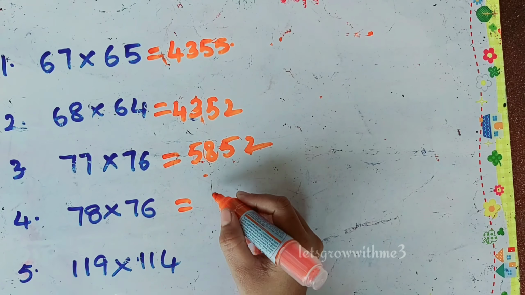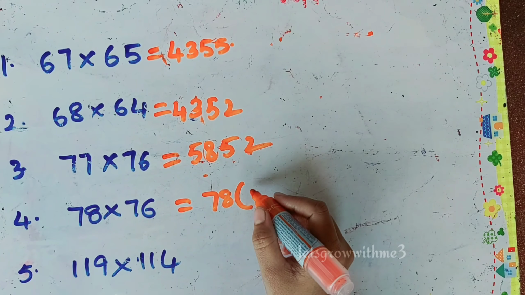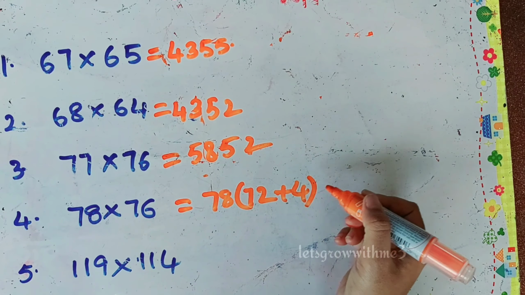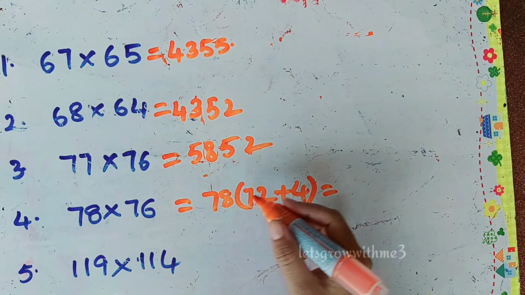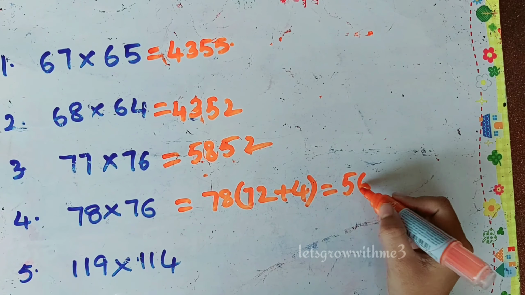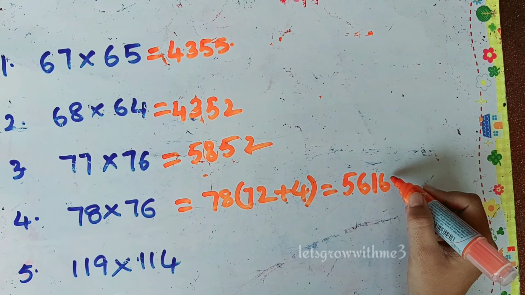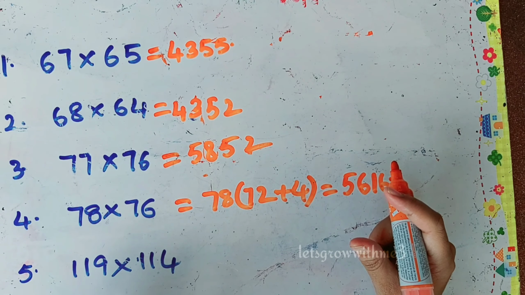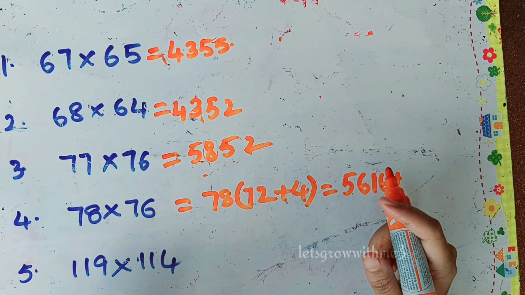78 times 76. How can you convert it? 76 is 72 plus 4. Then 78 times 72 means 8 7s are 56, 8 2s are 16. Plus 4 times 78, which is 312.